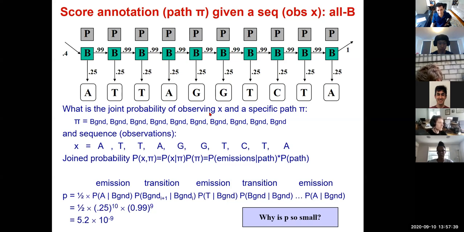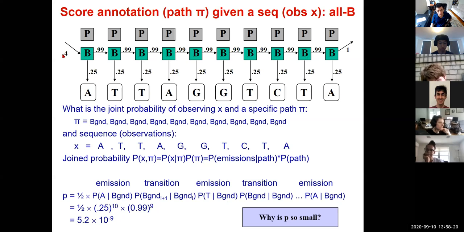So that's all completely correct. Basically, the reason why P is so small, roughly 5 in a billion, is because there's a billion possibilities for what that sequence could be and what the parsings could be. And yes, the observation that I have is one observation out of billions of possibilities, and that's why I have that tiny little probability.